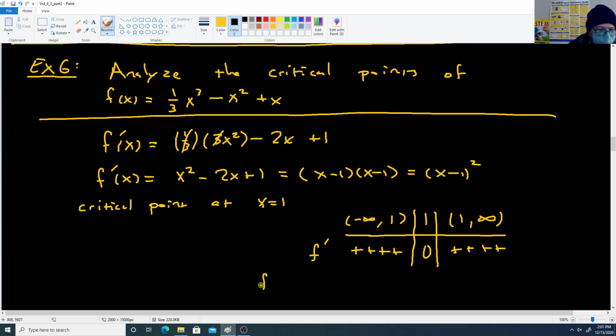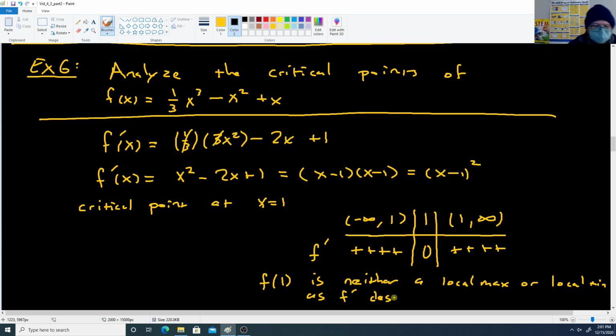So what this says is f of 1, the y value of our critical point, is neither a local max nor a local min, as f prime does not change sign across x equals 1.